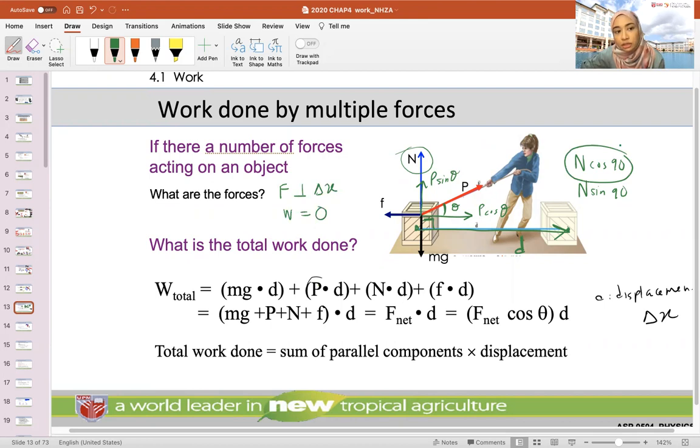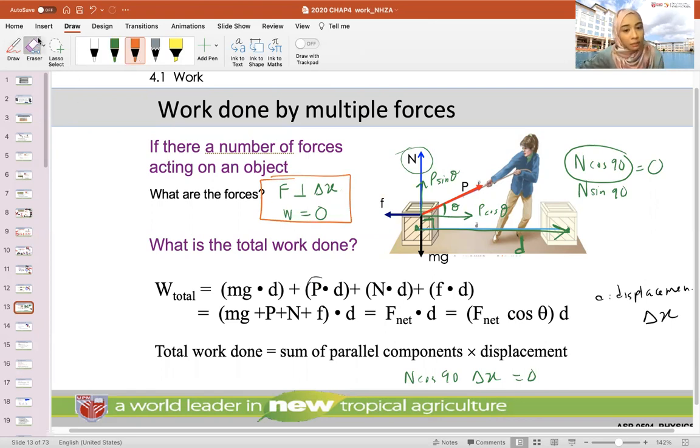There's no contribution, because the angle is perpendicular to displacement. N cosine 90 is equal to 0, so you can put it into the equation, no problem. It becomes N cosine 90 delta X, which is 0. So there's no contribution to work done if a force is perpendicular. Please remember this point. That was a trick question I asked.